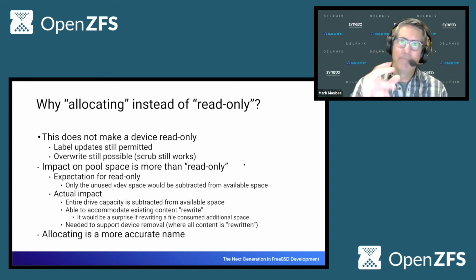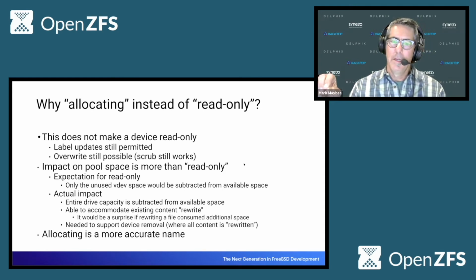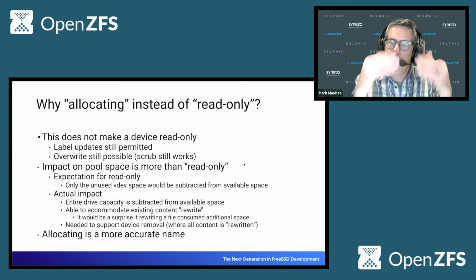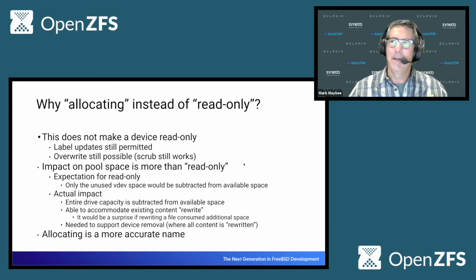But the actual impact from marking something non-allocating is different. We subtract the entire capacity of the drive from the available space. Now, there are two reasons for this, really. One is it allows us to accommodate for an existing rewrite. So for example, if you were to mark a drive as non-allocating and then were to rewrite that data, your expectation would be that I wouldn't run out of space because I would be overwriting logically the data that's on that drive. But in reality, you're going to have to rewrite that someplace else because it's non-allocating now. And so this sort of takes care of that potentially odd oops moment you might have.